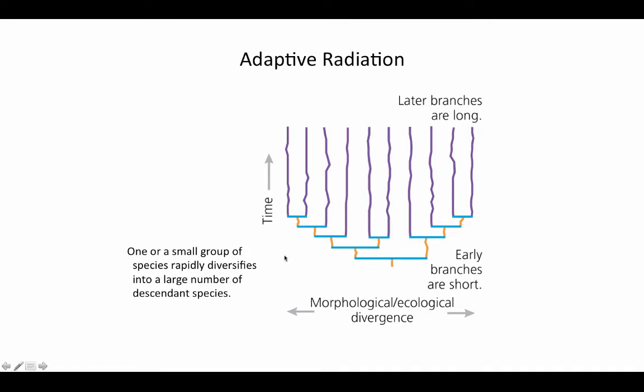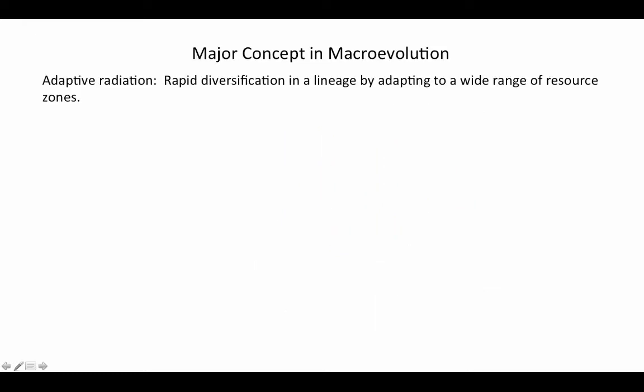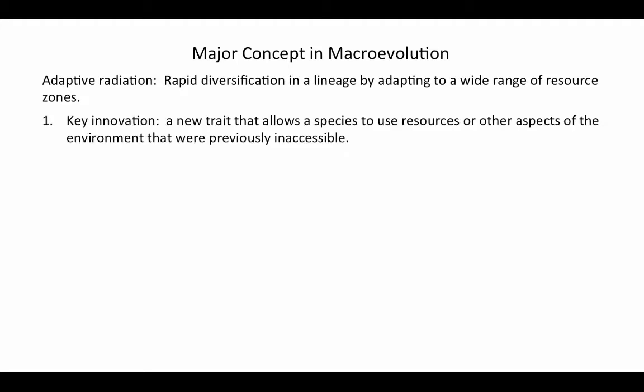So what are the different factors that can lead to an adaptive radiation? So again, an adaptive radiation is a rapid diversification in a lineage, a large number of speciation events in a short period of time, by adapting to a wide range of different resource zones. So why do we get this rapid adaptation to a lot of different resource zones?